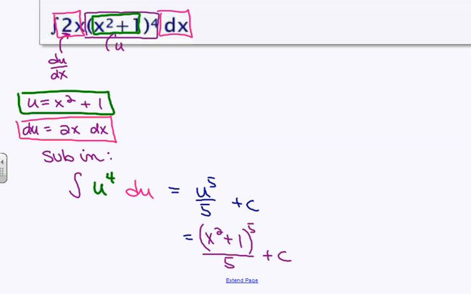Okay, now after a while, once you've done a whole bunch of these, you'll start to recognize these patterns, and a lot of this you're going to be able to do sort of in your head. I would suggest you still write out all of these steps so you understand what's going on.